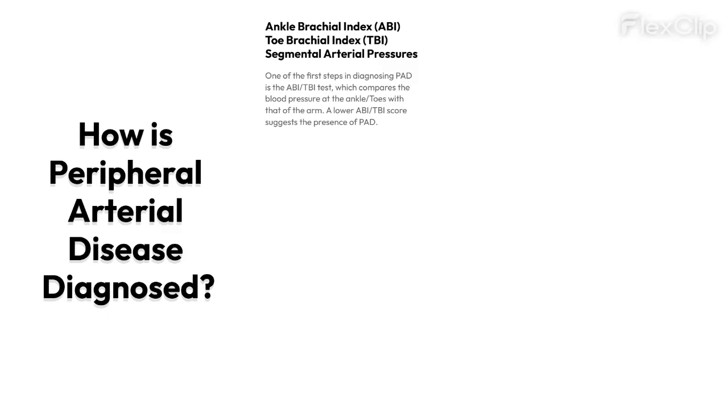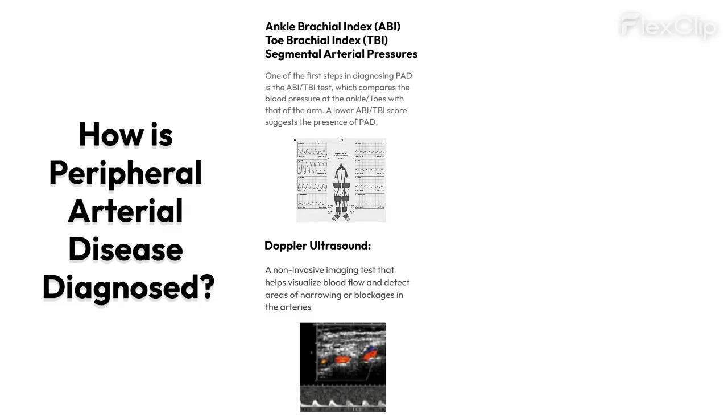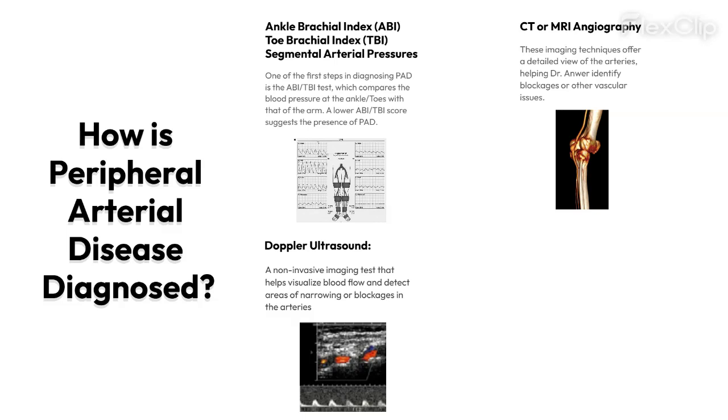How is peripheral artery disease diagnosed? Ankle brachial index, ABI. One of the first steps in diagnosing PAD is the ABI test, which compares the blood pressure at the ankle with that of the arm. A lower ABI score suggests the presence of PAD. Doppler ultrasound. A non-invasive imaging test that helps visualize blood flow and detect areas of narrowing or blockages in the arteries.